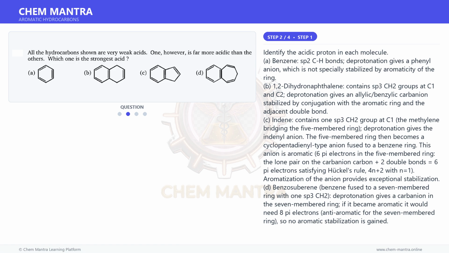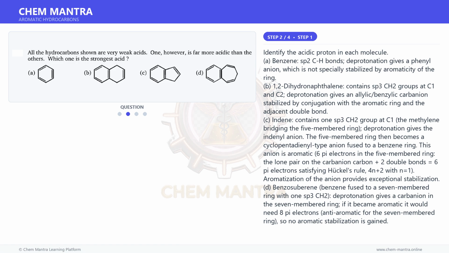C. Indene contains one sp3 CH2 group at C1, the methylene bridging the 5-membered ring. Deprotonation gives the indenyl anion. The 5-membered ring then becomes a cyclopentadienyl-type anion fused to a benzene ring. This anion is aromatic, with 6 pi electrons in the 5-membered ring. The lone pair on the carbanion carbon plus 2 double bonds is equal to 6 pi electrons, satisfying Hückel's rule, 4n plus 2 with n equal to 1. Aromatization of the anion provides exceptional stabilization.